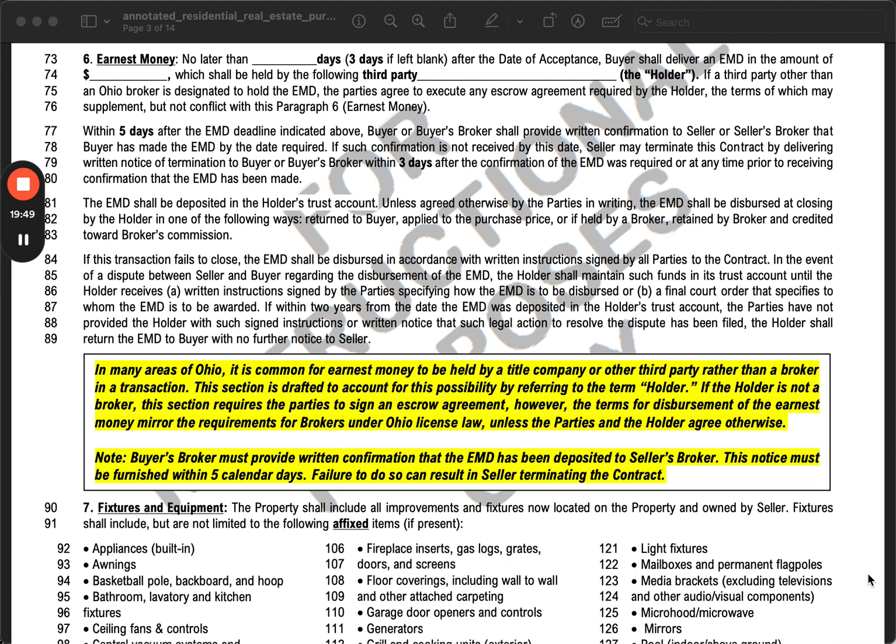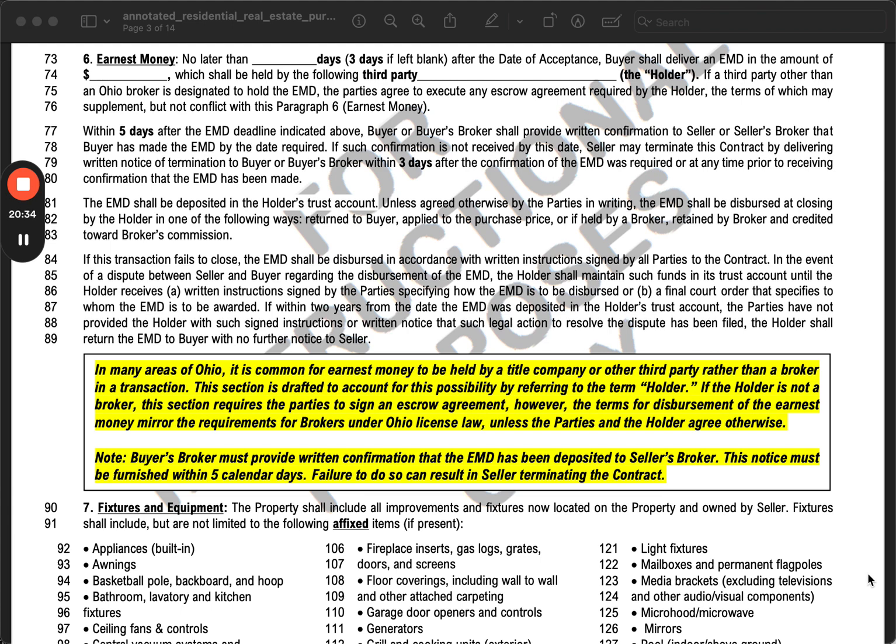In the event of a dispute between seller and buyer regarding the disbursement of the EMD, the holder shall maintain such funds in its trust account until the holder receives A, written instructions signed by the parties specifying how the EMD is to be dispersed, or B, a final court order that specifies to whom the EMD is to be awarded. If within 2 years from the date the EMD was deposited in the holder's trust account, the parties have not provided the holder with such signed instructions or written notice that such legal action to resolve the dispute has been filed, the holder shall return the EMD to the buyer with no further notice to the seller.